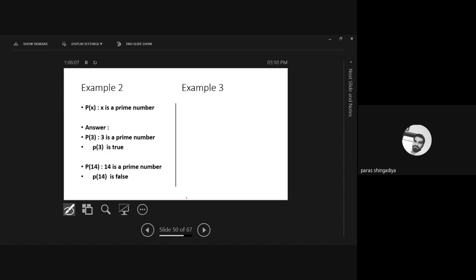Now consider one value which is not a prime. So 14, P of 14. 14 is a prime number? It is incorrect because 14 is divisible by 7, by 2 and so on. So 14 is not a prime number, so P of 14 is false. So these are the truth values of P of x, that is, for which value it is true and for which value it is false.